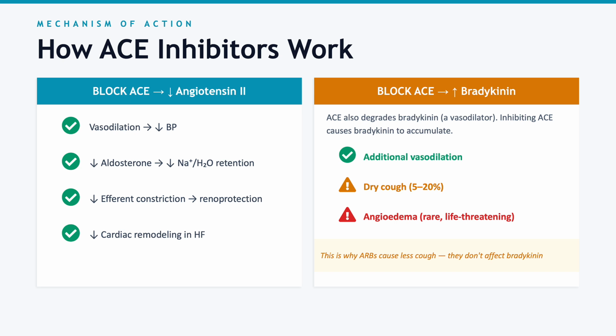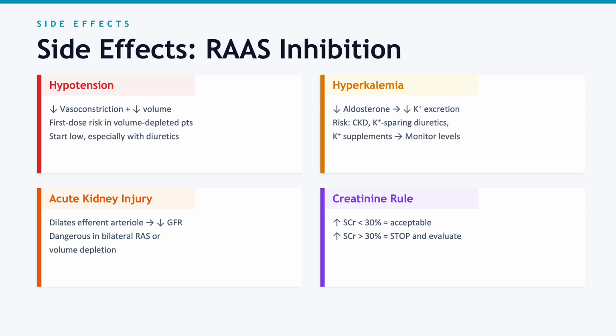Remember this dual role of ACE: it converts angiotensin 1 and degrades bradykinin. This explains why ARBs, angiotensin receptor blockers, share the blood pressure lowering effects but have a much lower incidence of cough and angioedema. ARBs block the angiotensin 2 receptor directly and do not affect bradykinin metabolism. Side effects are predictable in pharmacology because they directly trace back to the mechanism. If you understand the RAAS and the bradykinin pathway, you can predict every one of these.